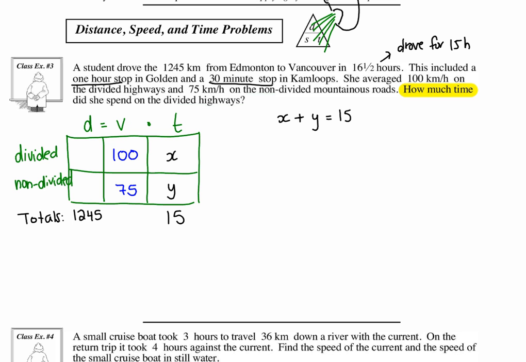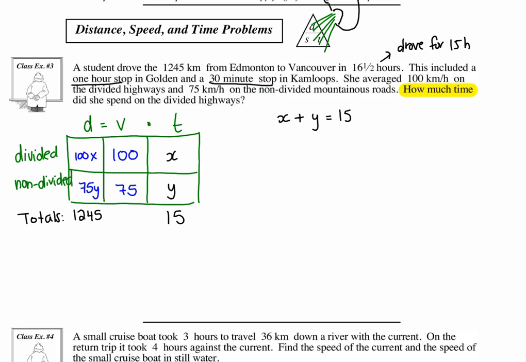and 75 on non-divided. Once you have two columns, you're going to use the formula for the third every time. So your first thing is you fill in your variables. What are you looking for? Then you're going to fill in some actual numbers in another column. And the third column, you always are going to use that formula. Okay? So what is the distance on divided going to be? 100 times X. And the distance on the non-divided? 75Y.